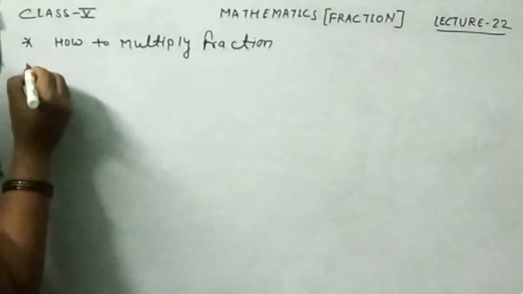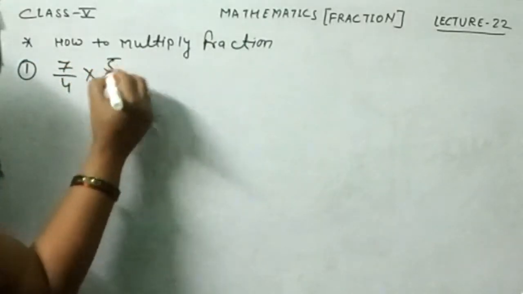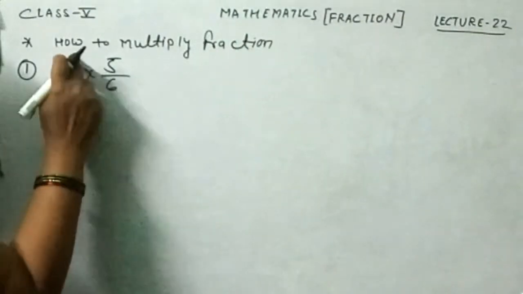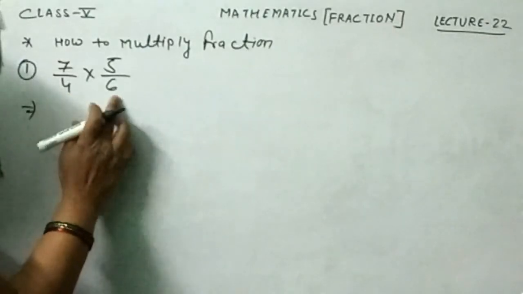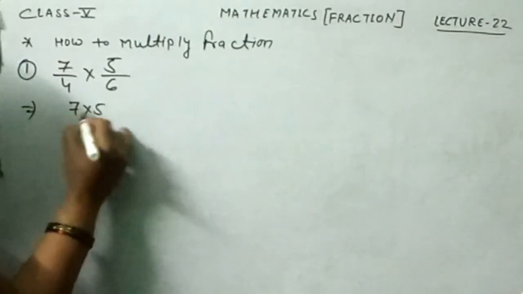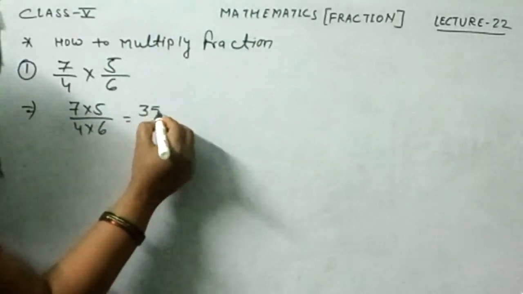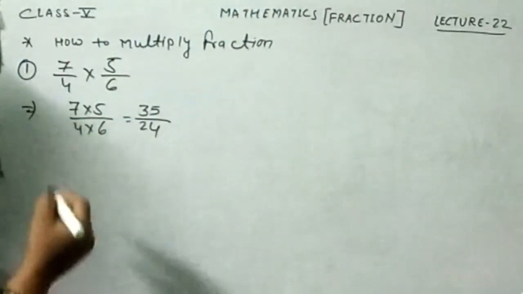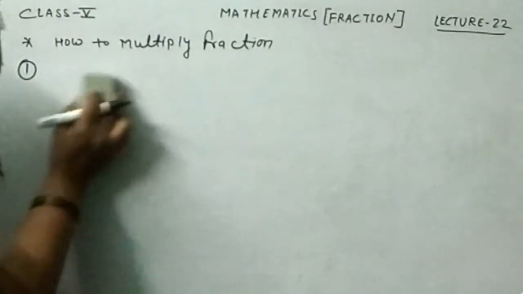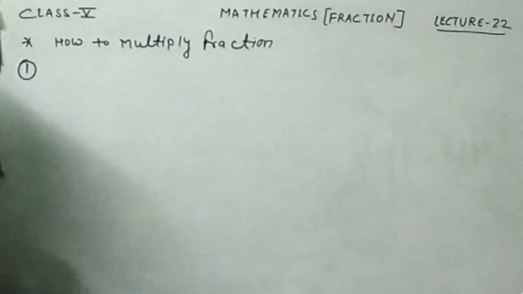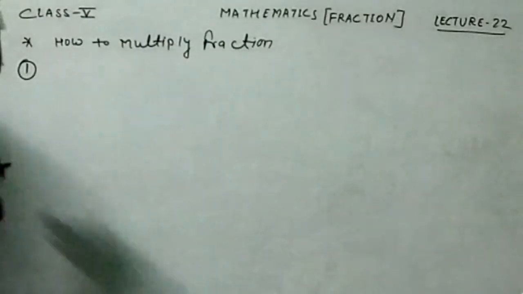So one more question I am giving here. 7 by 4 multiply 5 by 6. So what I told, you have to multiply numerator with numerator and denominator with denominator. Now 7 multiply 5, and down 4 multiply 6. 7 5s are 35. 6 4s are 24. That is your answer. Students, if numerator and denominator are given on both sides, then easily you can multiply numerator with numerator and denominator with denominator and write.